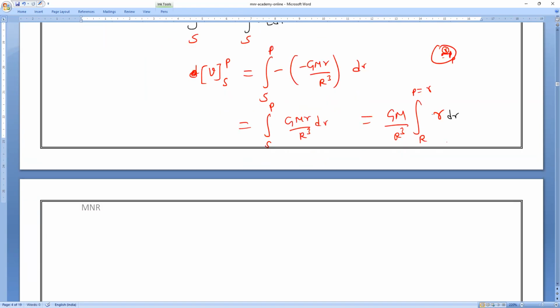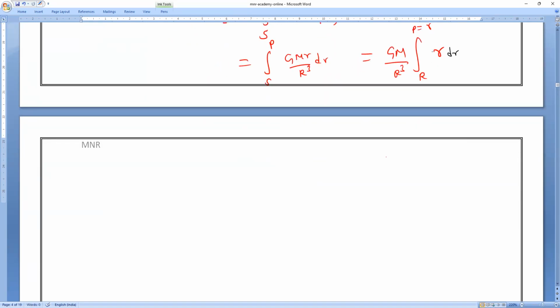Am I right? So the integration of r dr. Can you tell me the formula? The integration of x to the power n is x to the power n plus 1 divided by n plus 1. What will happen, everybody? It will turn into r square divided by 2. Am I right? Yes. So r square divided by 2.